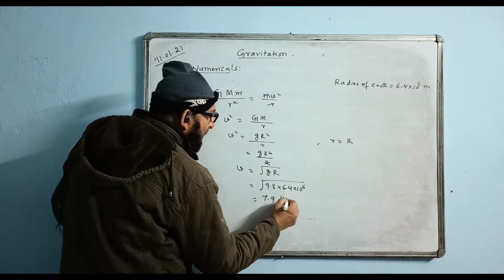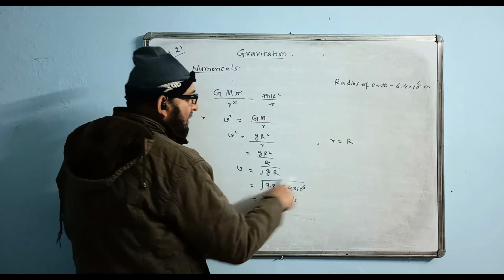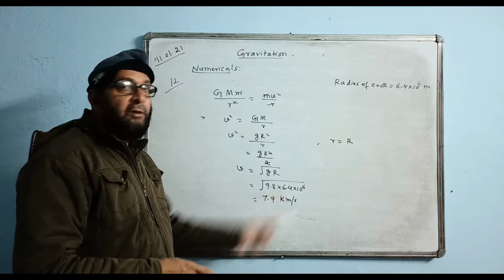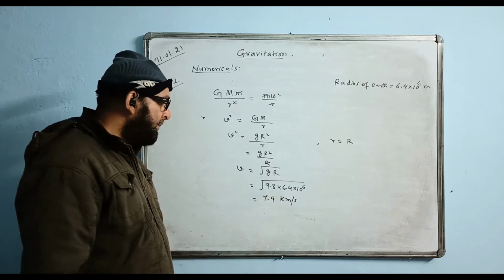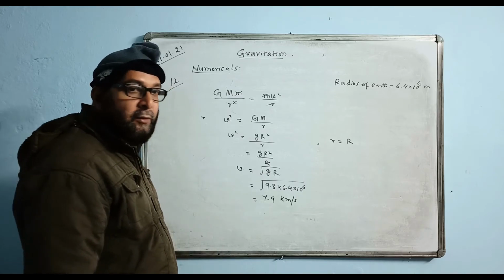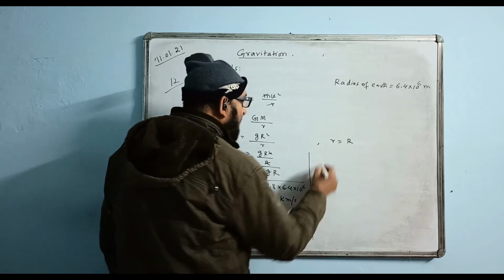7.9 kilometer per second. This answer will come in meter per second, but you have to change meter into kilometer. That is, this answer will be divided by 1000, then you will get 7.9. So this is the value of limiting velocity. Now we have to find time period also. Now we start with that.